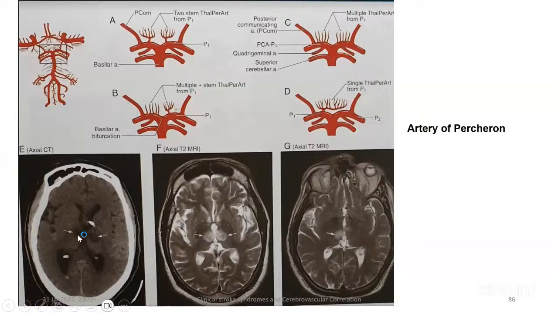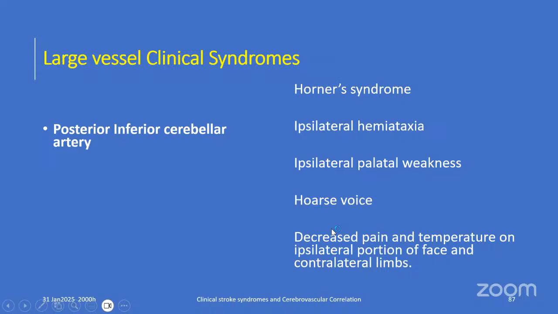You can have an infarct like this. You can see the thalamus is involved. Then there is the artery of Percheron, the single thalamoperforator artery coming from the P1 segment of the posterior cerebral artery. Usually there are two, but here both come from only one. If that happens, you have artery of Percheron infarction of both sides of the thalamus, seen like this. Then the PICA territory infarct has Horner syndrome, hemiataxia, palatal weakness, and hoarse voice.